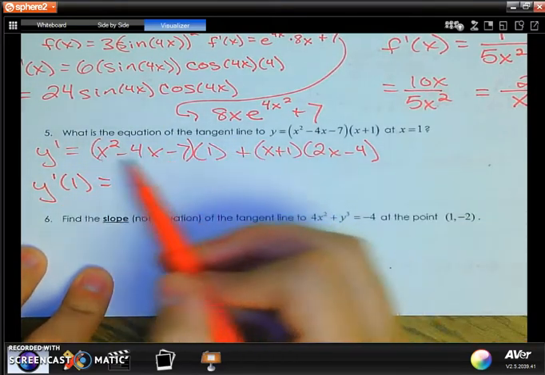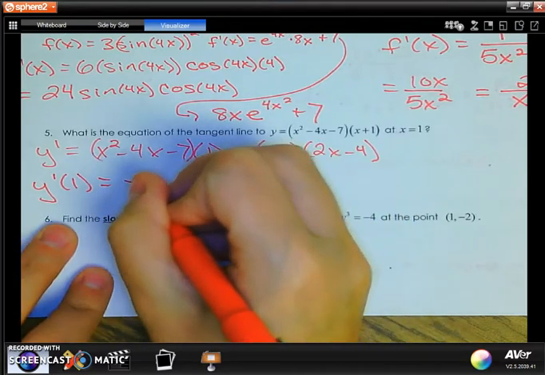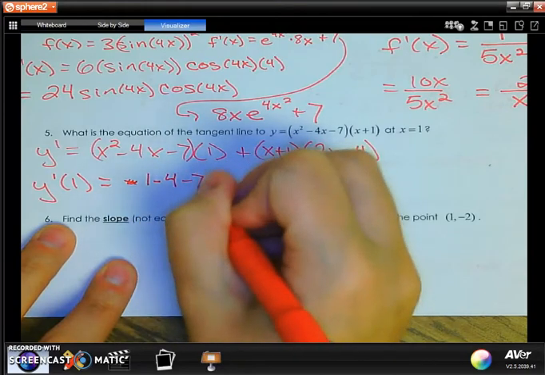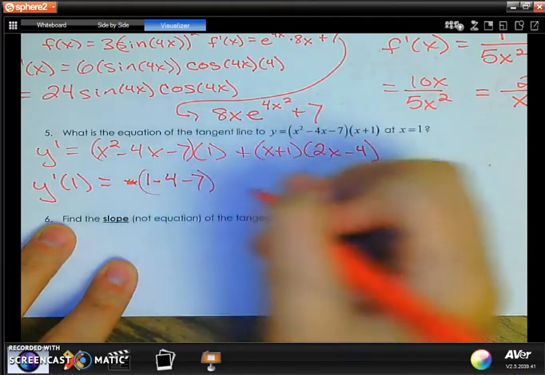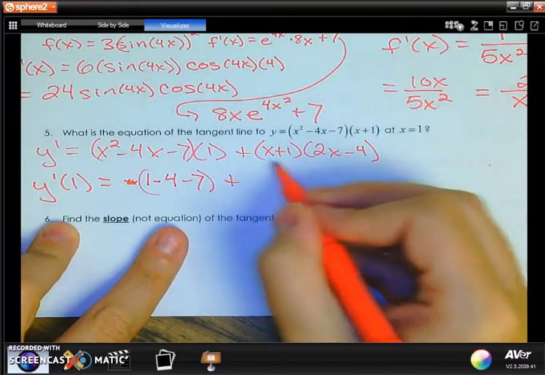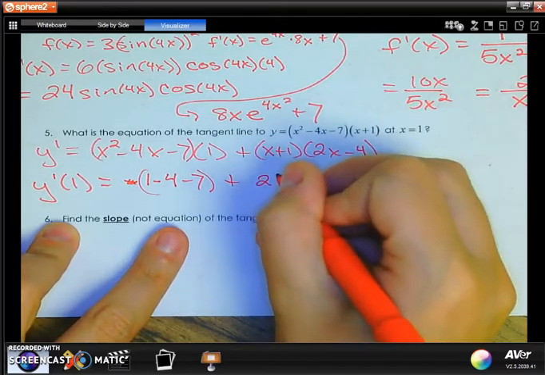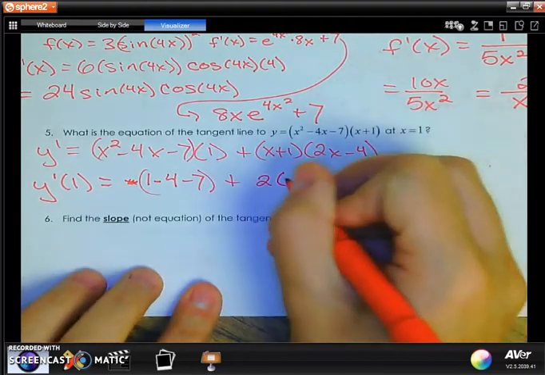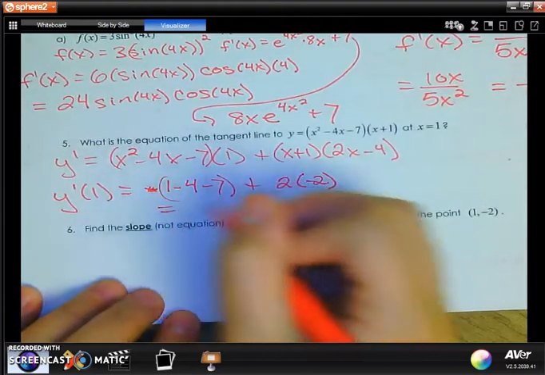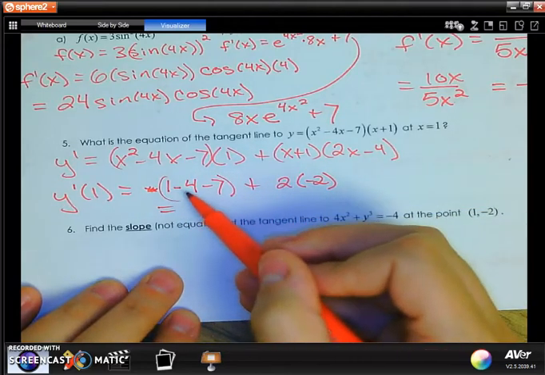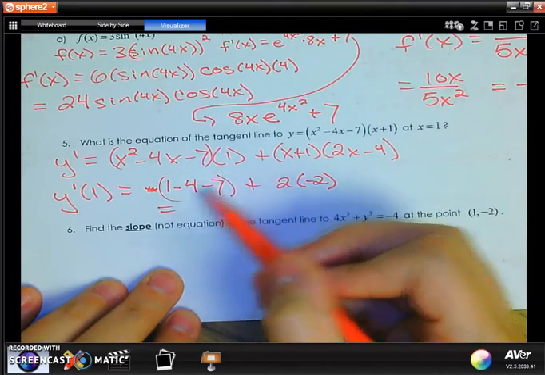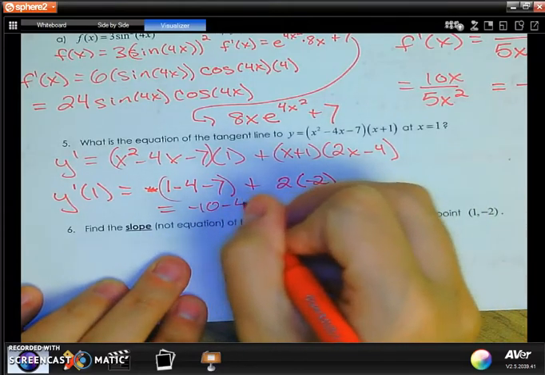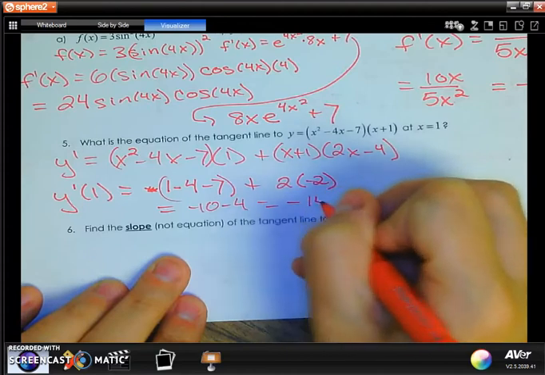And so when you plug in 1, you get like 1 minus 4 minus 7 times 1, so you've got this. Plus if I plug in a 1 here, that's 2 times, if I plug in 1 there, that's 2 minus 4 is a negative 2. So, let's see, negative 3 minus 7 is negative 10, and that's a negative 4, so I got a negative 14 there.